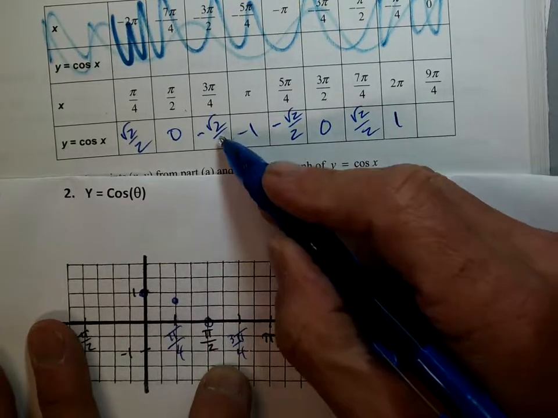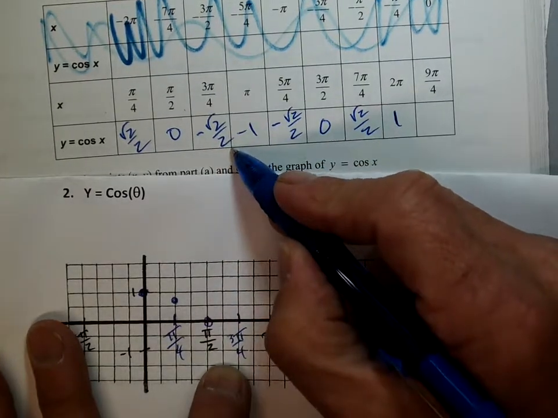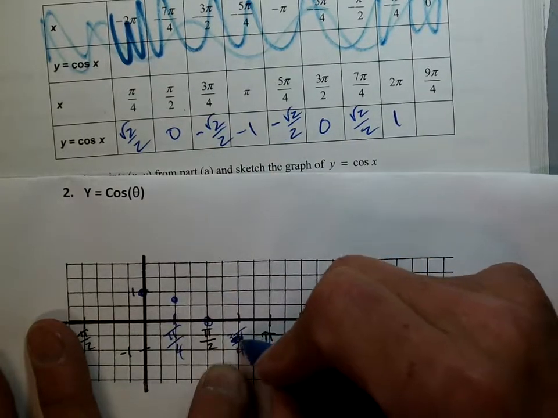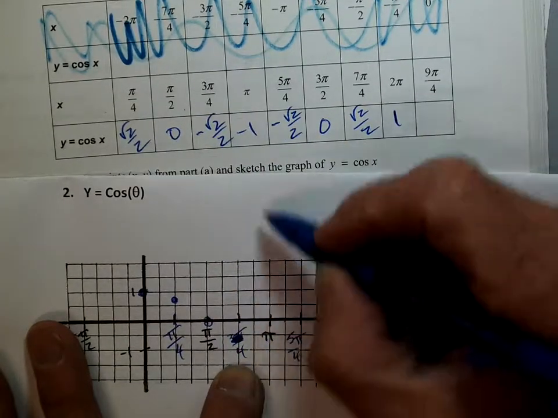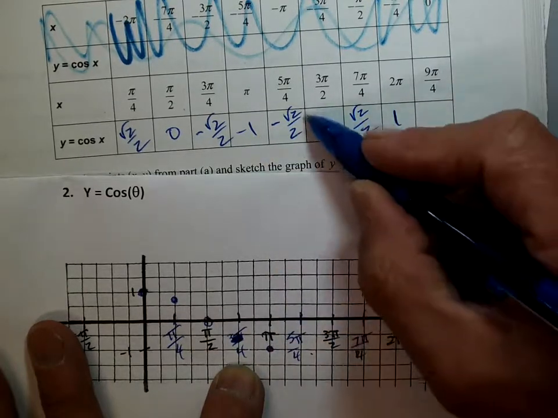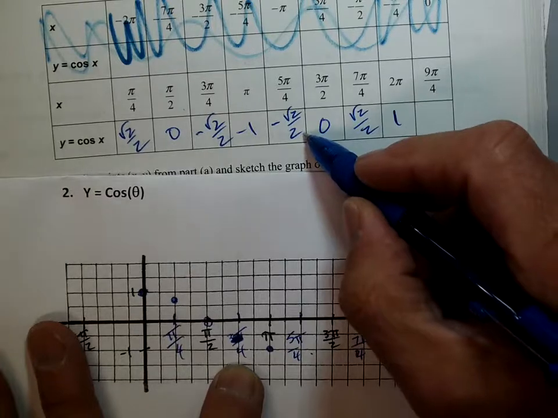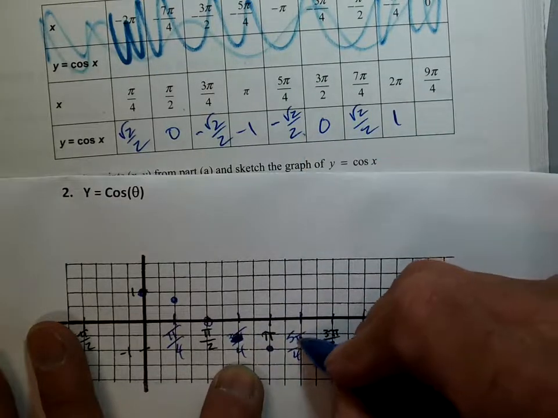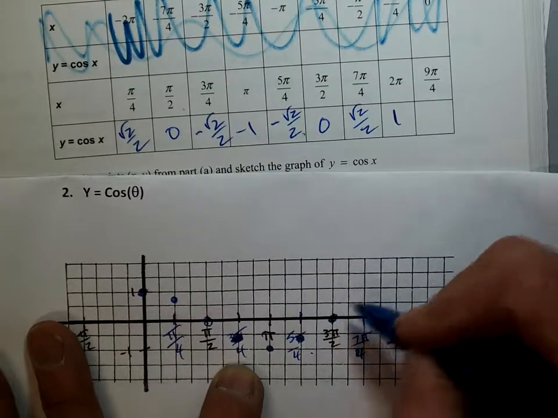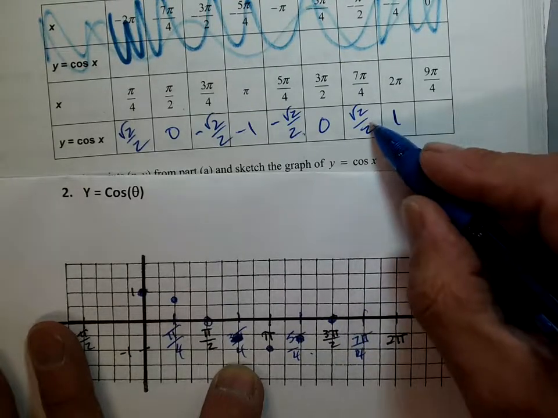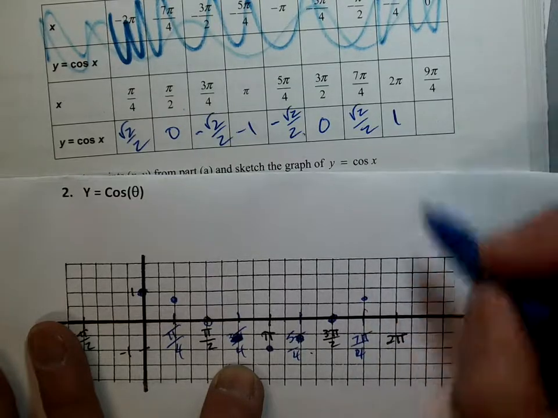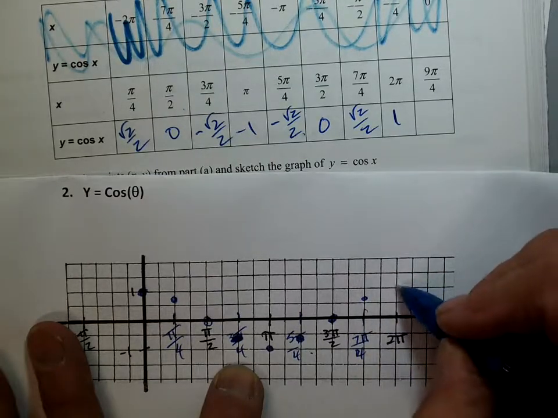3 pi fourths is negative square root of 2 over 2, but we know that's about negative 0.7, so I'll estimate it to be about there. Pi is negative 1, so I'll have a value there. 5 pi fourths is negative square root of 2 over 2, which is about negative 0.7. It's about there. 3 pi halves is 0. 7 pi fourths is square root of 2 over 2, that's about 0.7. And then at 2 pi, we're back up to 1.